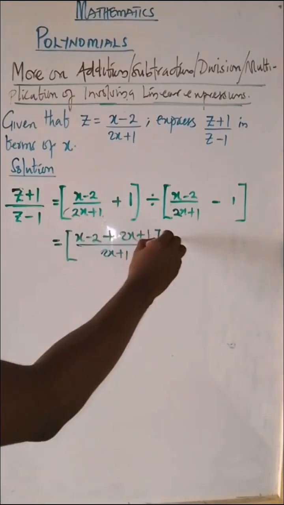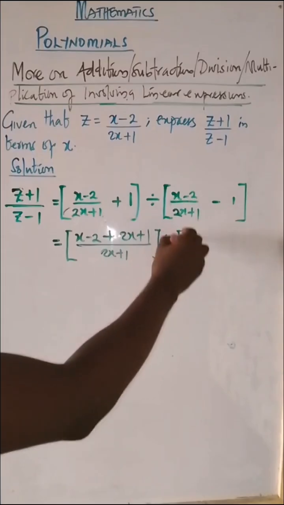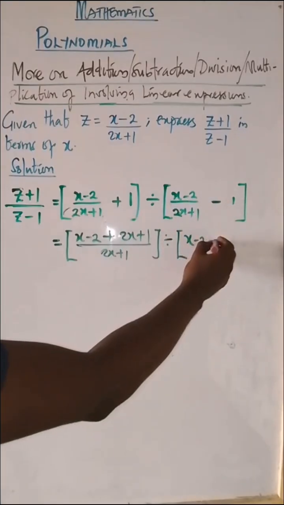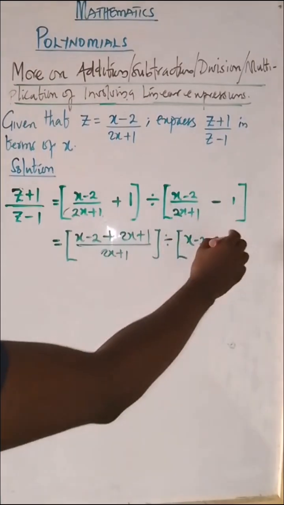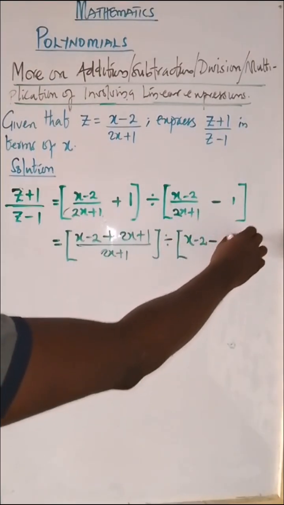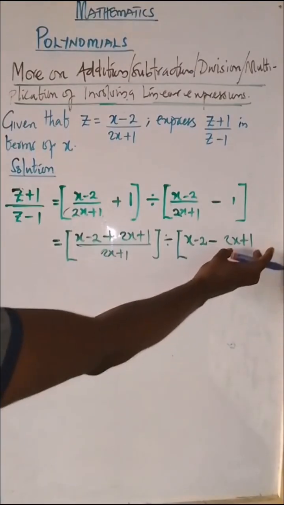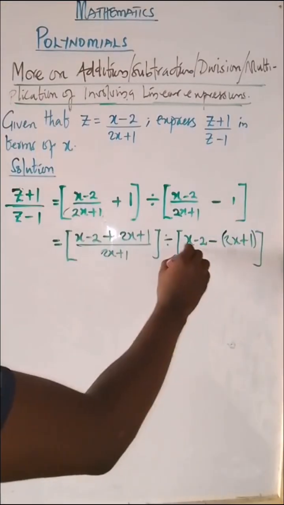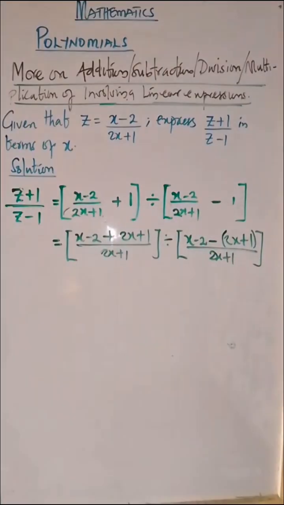Then we'll do the same thing here, divided by. Now this time around, what I have here is x minus 2. What's the sign here? Minus. Then this multiplied by 1: 2x plus 1 times 1 is still 2x plus 1. But if you leave it this way, you get it wrong. Why? Because this minus is for both 2x and 1. So we can just open the bracket to avoid confusion over 2x plus 1.